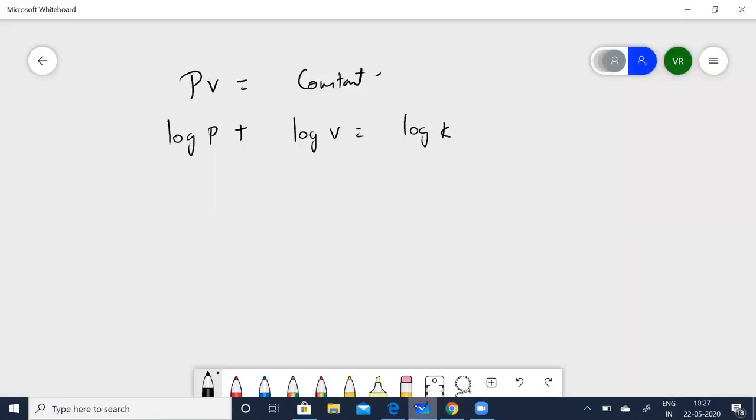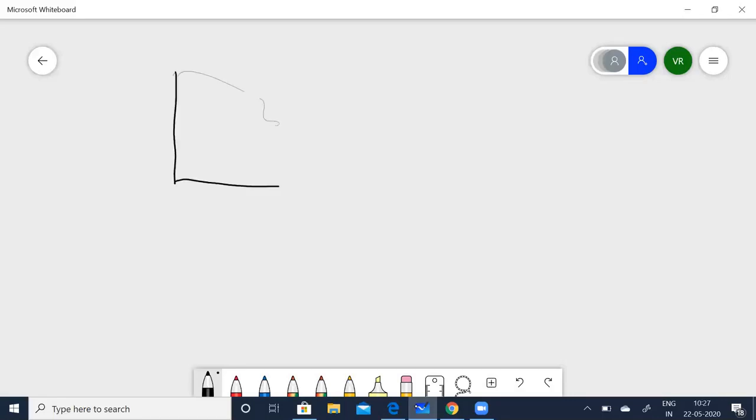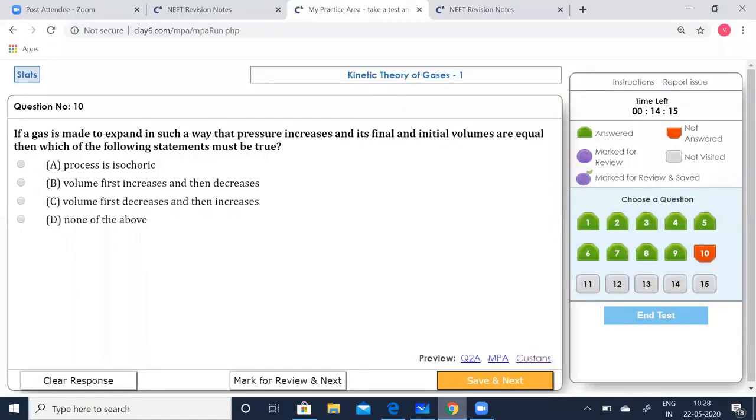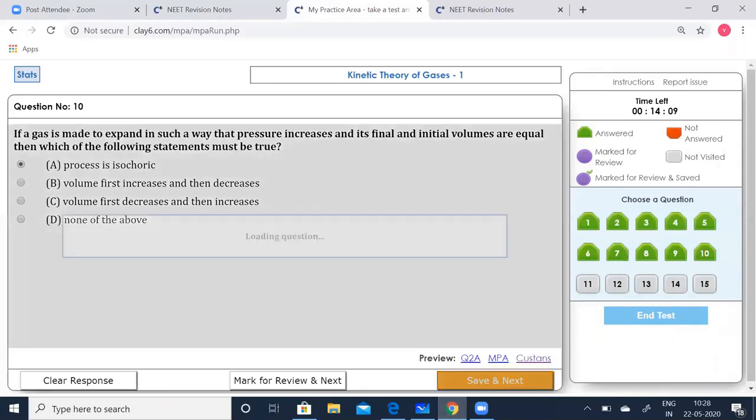Let's quickly draw the graph and see, then you can understand it better. You can represent the graph in either of these two ways, either like this or like this, where I'm going to have P on the y-axis and V on the x-axis. Now you can see the pressure need not be constant. It can vary. So it's now going to be an isochoric process. Option A is that. So save that.